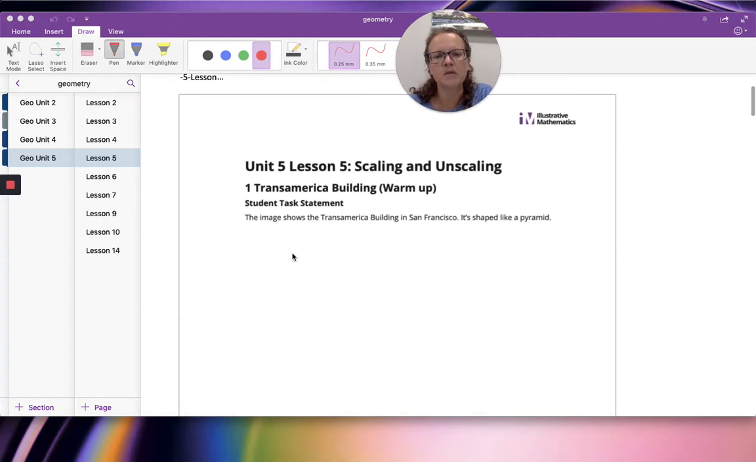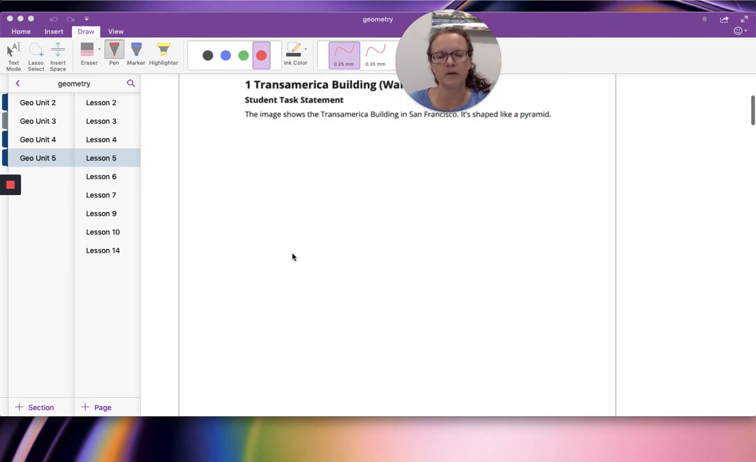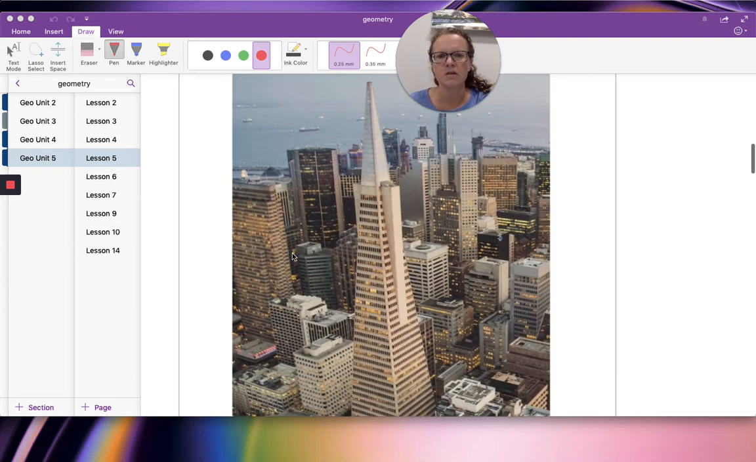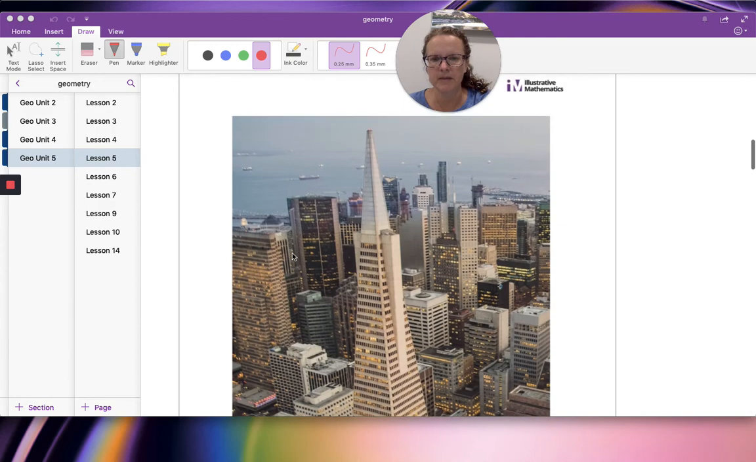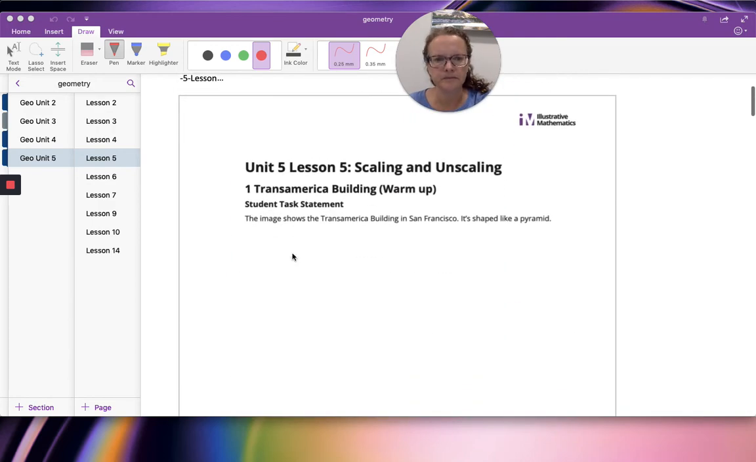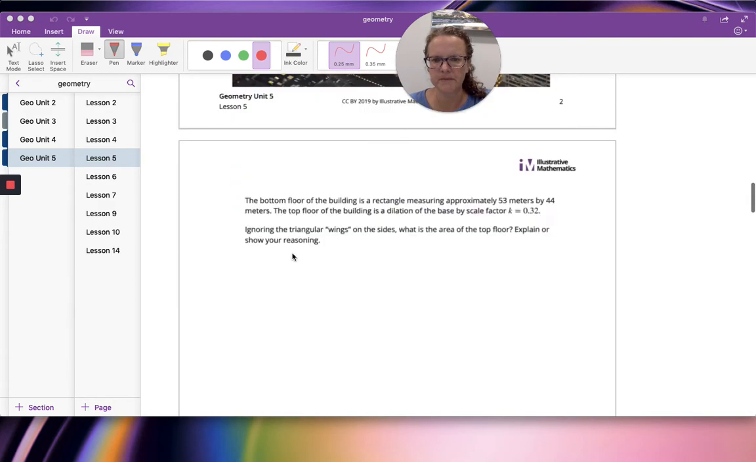All right, let's look at lesson 5 in unit 5, scaling and unscaling. The image shows the Transamerica building in San Francisco. It's shaped like a pyramid. It's pretty cool, isn't it? What are we doing with it?